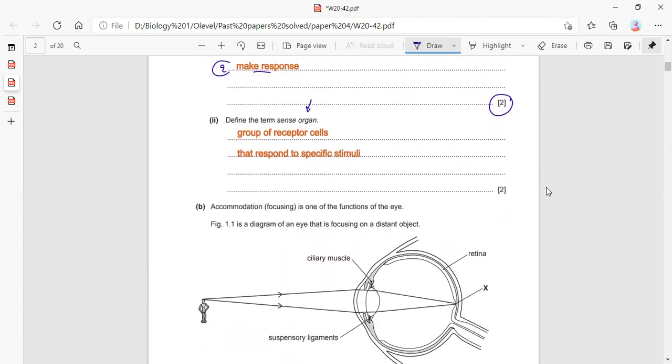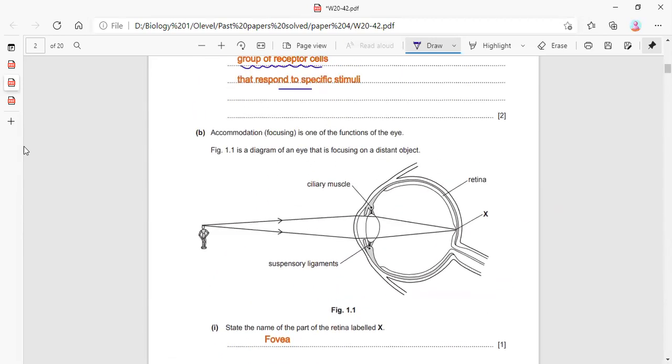طيب, define sense organ. برضو جه كذا مرة. What is the sense organ? It is a group of receptor cells. Receptors عشان تحس بالسمال, تحس باللايت, تحس بكذا حاجة. يبقى group of receptor cells, okay, that responds to specific stimuli. الريسبتورز دي هتحس باللايت, بالساوند, بالحاجات دي, and then you will respond. يبقى الريسبتور لما بيحس باللايت عيني بتشوف. أو يا الإيرز, الريسبتورز بتاعت الإيرز لما بتحس بالساوند فأقدر أسمع. أوكي؟ طيب, يبقى this is the sense organ.